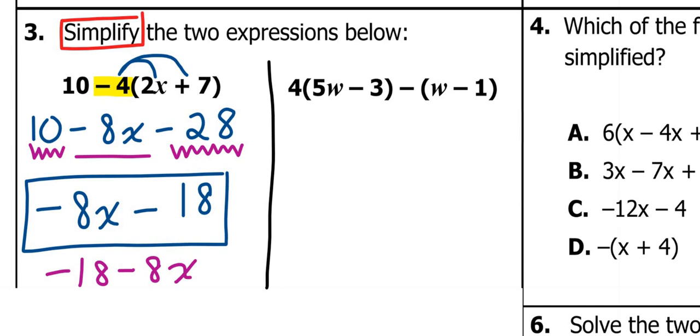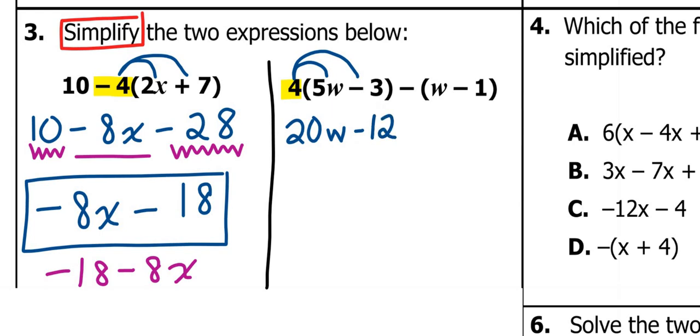Let's look at the first set of parentheses, 5w minus 3. Outside of those parentheses is a positive 4. So to start simplifying, I'm going to start multiplying, distributing the 4 to 5w, and then the 4 to negative 3. 4 times 5w gives me 20w. Next, 4 times negative 3 gives me a negative 12.